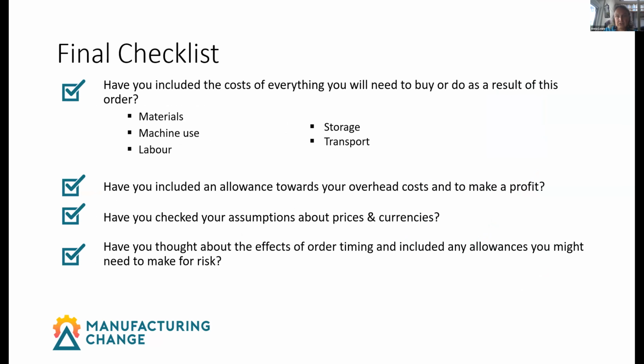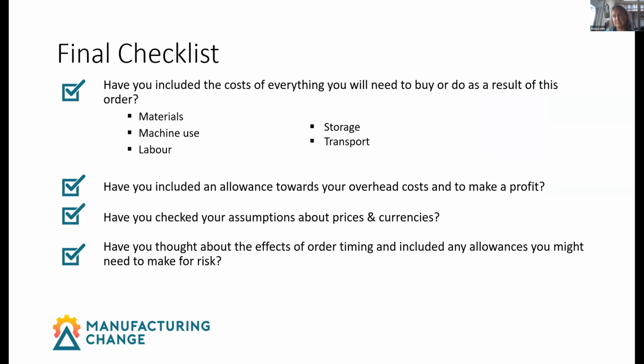And onto a final checklist of things to just make sure once you've got an initial idea of the price. Have you included the costs of absolutely everything that you'll need to buy or do as a result of this order? So we talked particularly about materials, machine use, and labor. In some situations, there might be other direct costs as well.